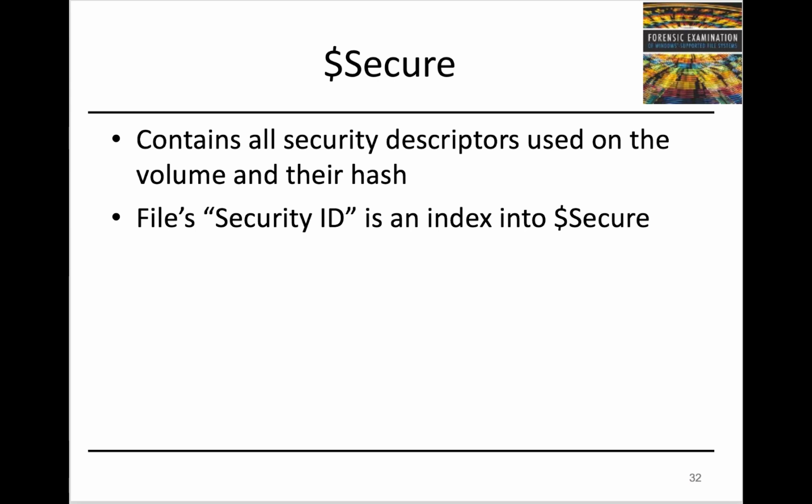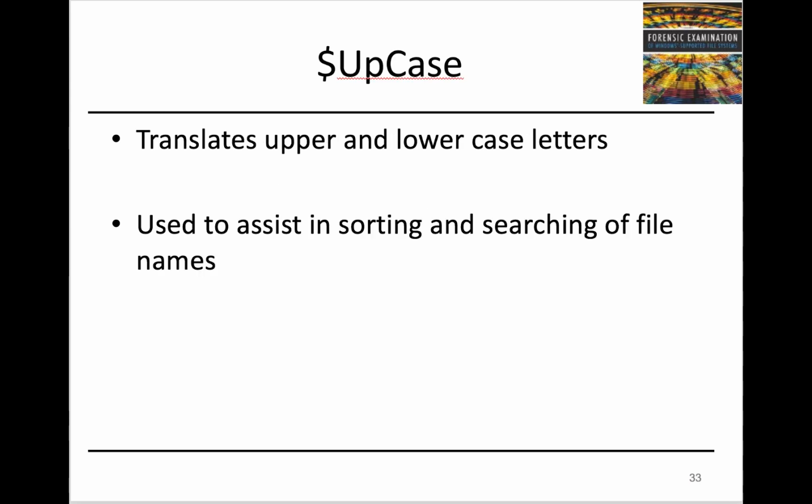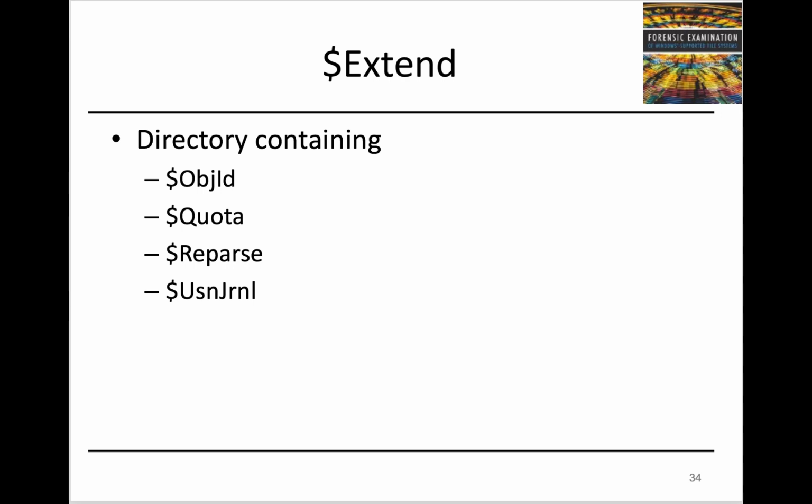$Secure. Again, we're not going to spend much time on this. This has security descriptors for files. $UpCase translates anything that you put in lowercase to uppercase, and vice versa. This is for searching. So when you type in a word, you can type it in either upper or lower or mixed case, and it will know how to properly search for all the different instances.